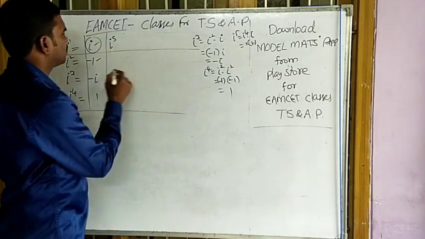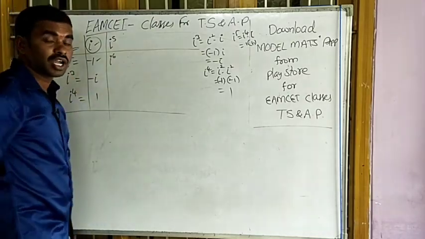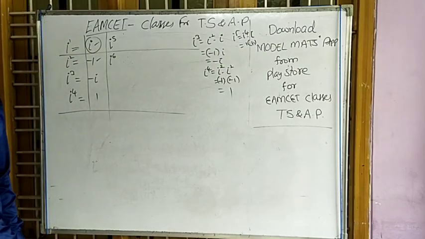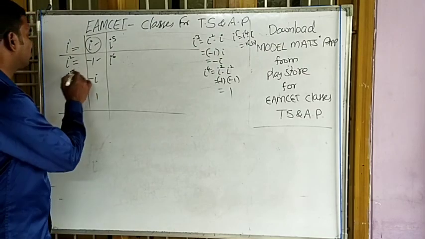Next, i power 6. What is i power 6? i power 4 into i square. Very good. 1 into minus 1, so minus 1 we are getting.